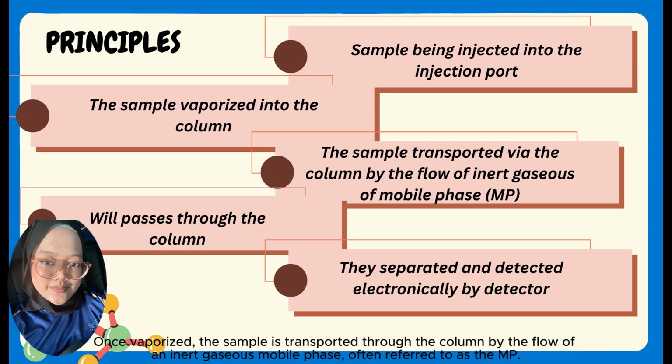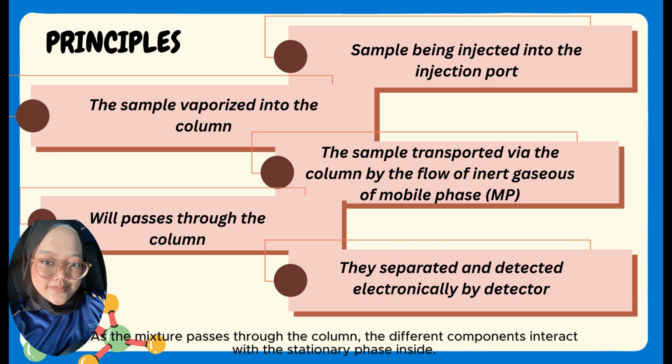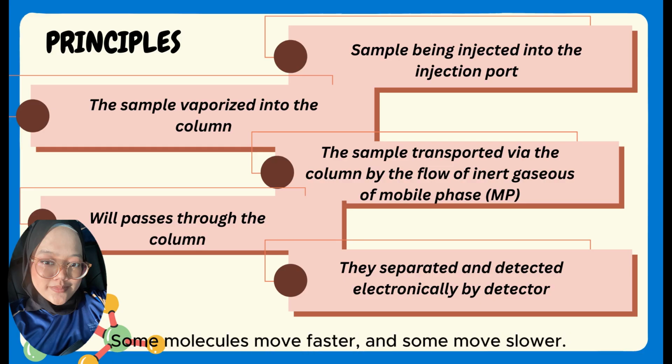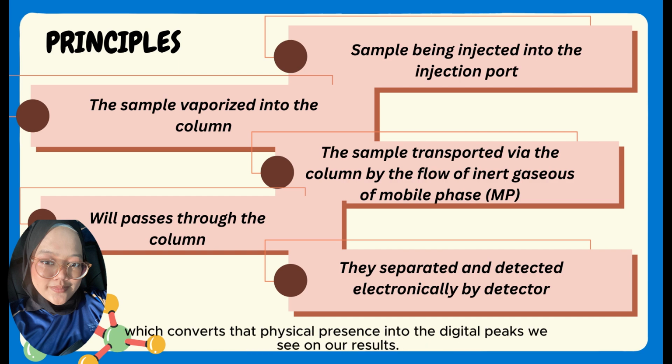Once vaporized, the sample is transported through the column by the flow of an inert gaseous mobile phase, often referred to as the MP. This carrier gas acts like a conveyor belt pushing the molecules forward. As the mixture passes through the column, the different components interact with the stationary phase inside. Some molecules move faster and some move slower. Finally, the separated components emerge from the column and are detected electronically by a detector, which converts that physical presence into digital bits we see in our results.